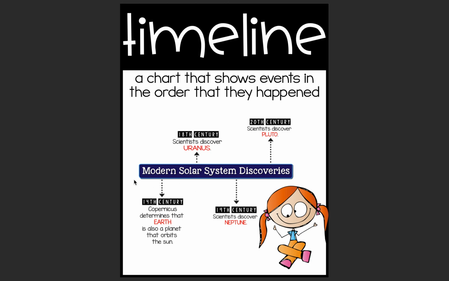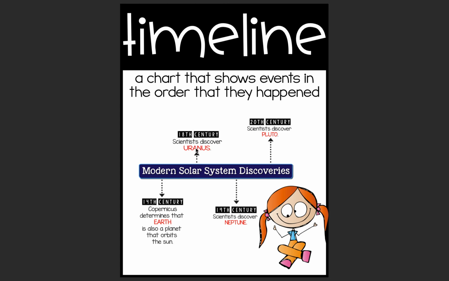Timeline. All right. So a timeline is a chart that shows events in the order that they happened. So the events here, this is about the modern solar system discovery. So it's showing us a timeline. In the 14th century, Copernicus determines that Earth is also a planet that orbits the sun. So that was the 14th century. They're giving us the century it is in.